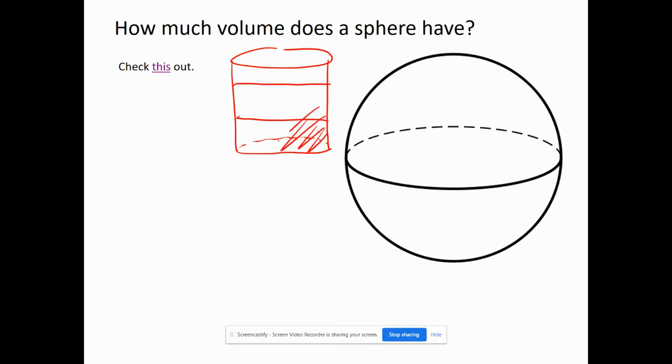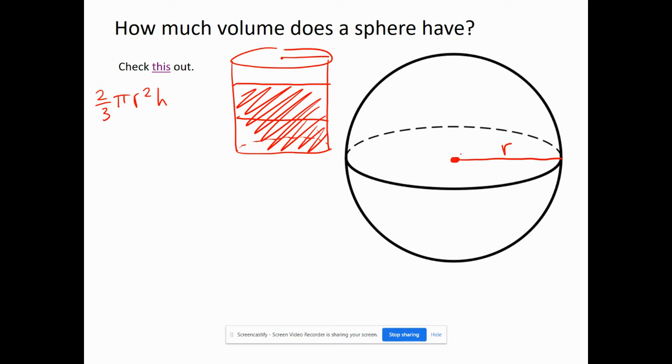So that's important because if we take our volume of a cylinder formula, pi r squared h, because that's just the area of the base times the height, and we multiply by 2/3, then we have a formula for a sphere. However, it's kind of annoying to have r and h for a sphere.